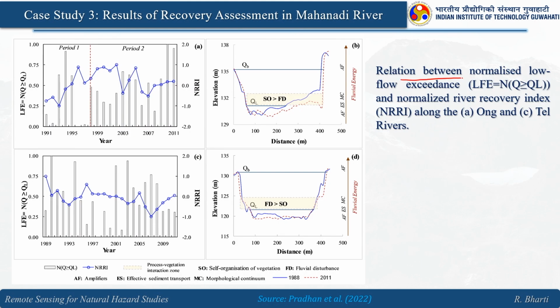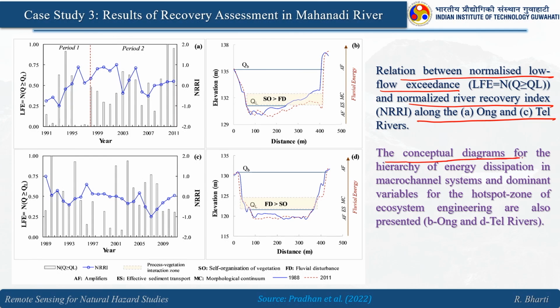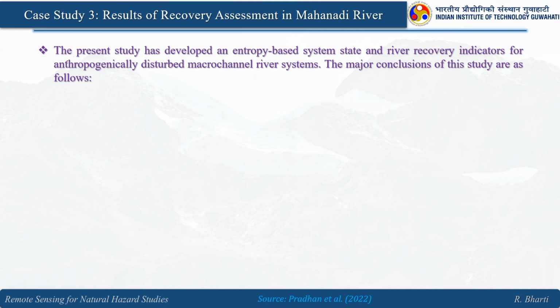So, the relationship between the normalized low flow exceedance and the normalized river recovery index along the ONG and TEL rivers is given here. This is the conceptual diagram for the hierarchy of energy dissipation in the microchannel system, and the dominant variables for the hotspot zones of ecosystem engineering are also presented. So, here B is the ONG and D is the TEL, right. So, the results can be presented like this.